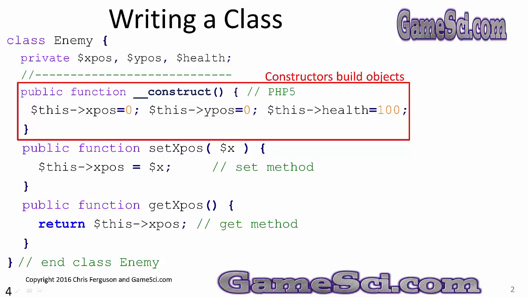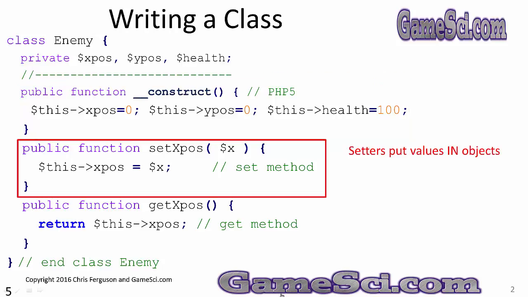And again, this is PHP 5 and later. If you are using an older version of PHP, this might not work as is. We'll look in the next slide how to do it pre-PHP 5. But for now, if you're in the later version of PHP, this is how you want to build a constructor. And you can see it's initializing X position, Y position, and health. That's what constructors do. They initialize the properties or variables of the class.